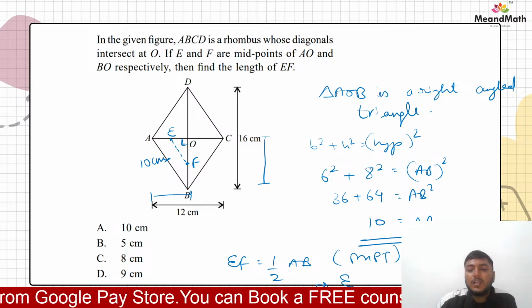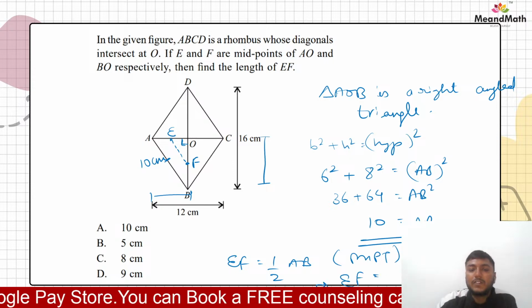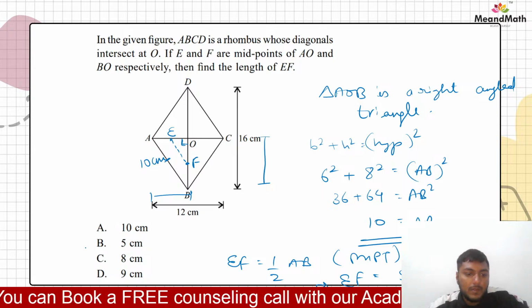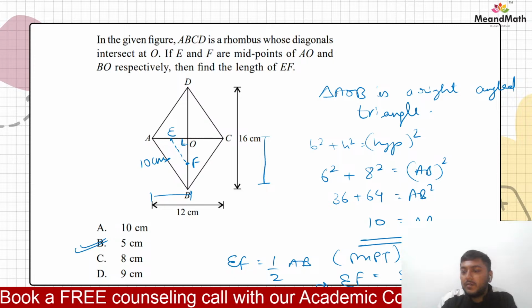So we can easily say EF is what? Half of 10. 5 centimeter. Yes or no? That would be 5 centimeter.